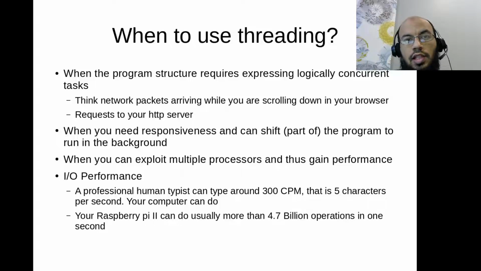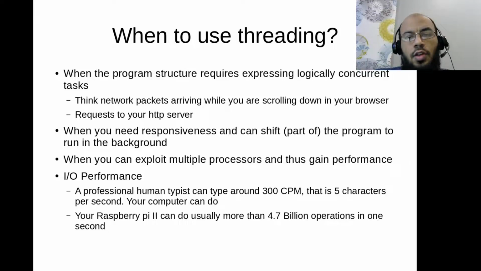And that basically means that you run a few thousand times slower than your processor, because the Raspberry Pis that we are using, for example, can do more than 4.7 billion operations in 1 second. So you can do 5 characters, and that thing can do 4.7 billion operations in 1 second. So what you want is a thread that runs very slowly, getting my 5 characters per second, in slow motion, versus other threads that do other stuff very fast during the remaining 4.7 billion operations, for example.